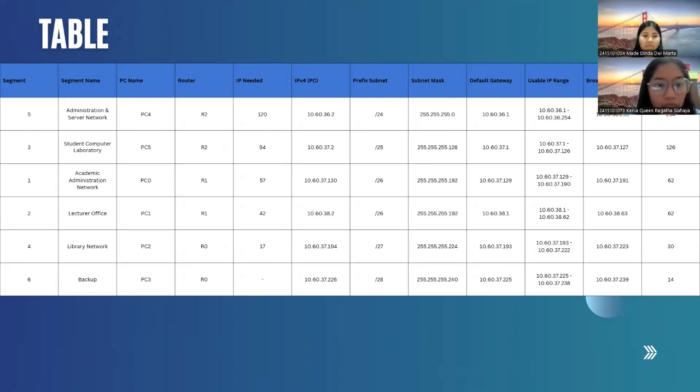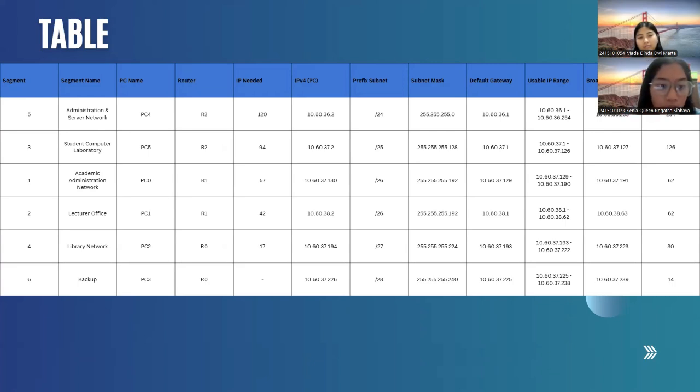So in segment 5, which is Administration Server Network, we have PC4. And then we can see that we use the IP of 120 with the IPv4 address 10.60.36.2. We use the prefix subnet of /24. The subnet mask will be 255.255.255.0 with the default gateway of 10.60.36.1, and the usable range is from 36.1 to 36.254. And then the broadcast address is going to be 36.255, but the total usable is 254.